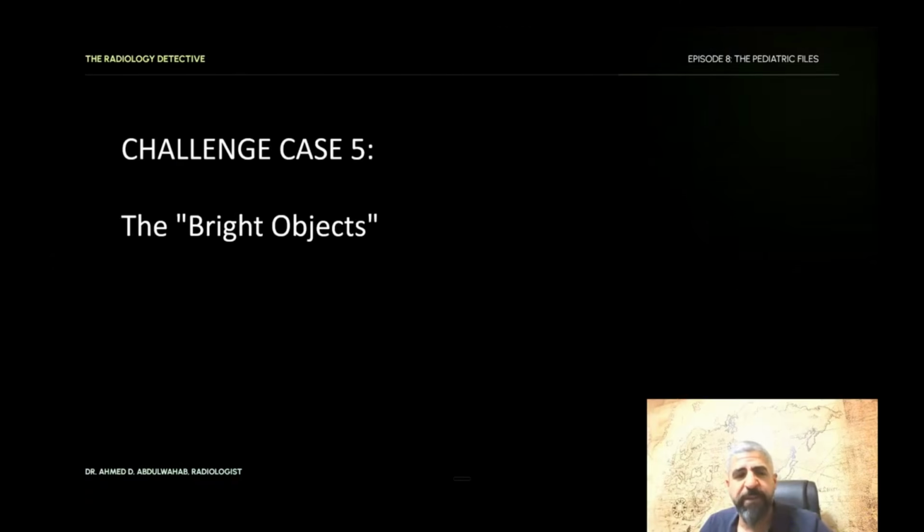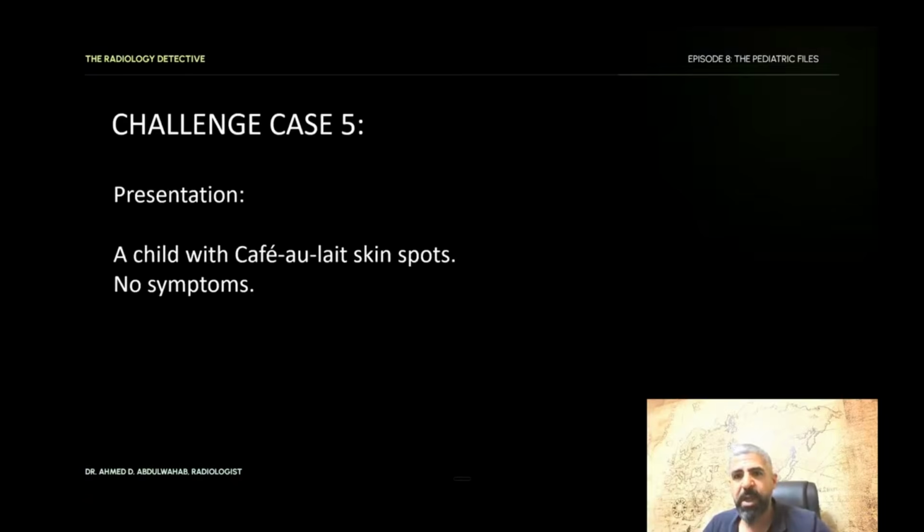Challenge case number 5. It's called the bright objects. The presentation of our final case is a child with cafe au lait skin spots. We are doing a screening MRI. We find a few little bright spots, but the child has no symptoms. So is it a tumor, or is it just an artifact or quirk?